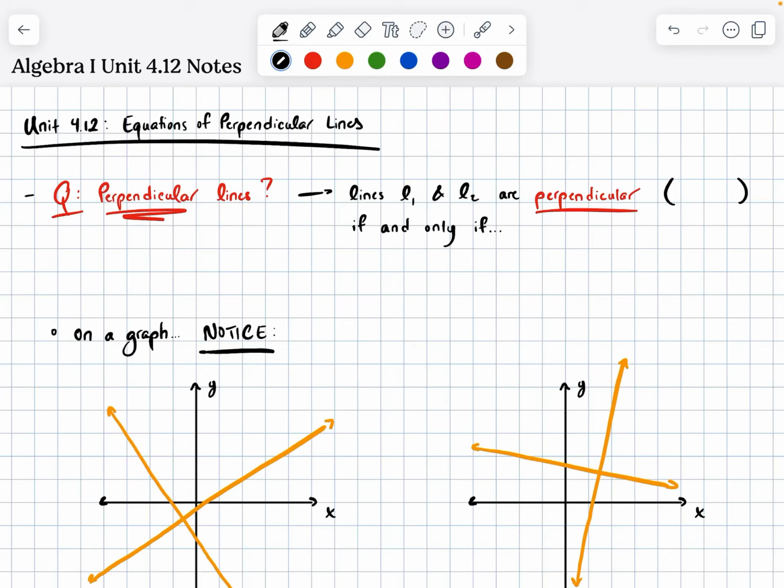Hi, friends. What's up? Class 12 of Unit 4, our last class of the unit. Let's talk about equations of perpendicular lines, whatever that means. So last time we were together, we chatted about parallel lines, our first of two quote-unquote special cases for how lines on the same plane might interact. And for our second and final act, what makes two lines perpendicular?